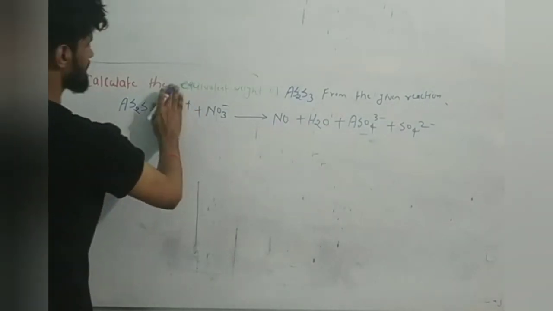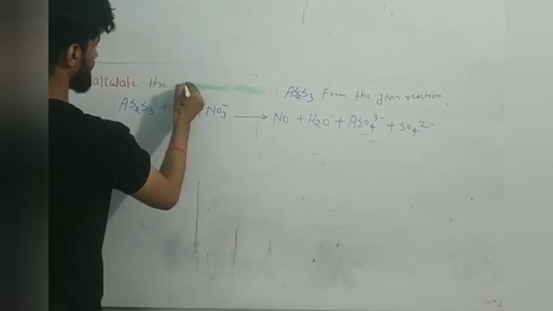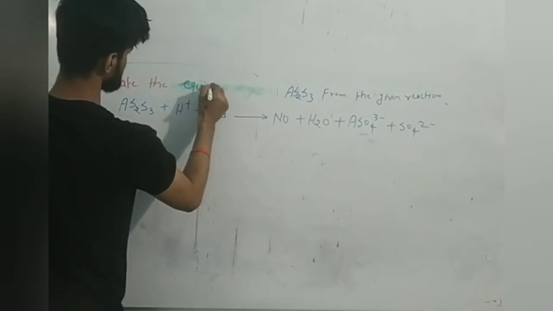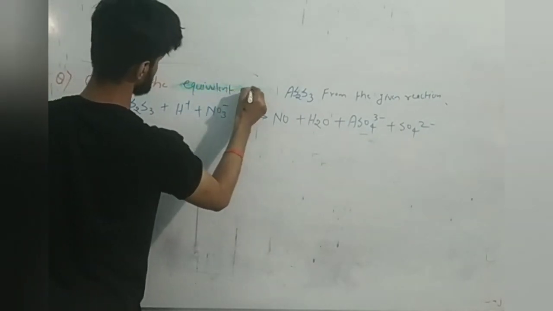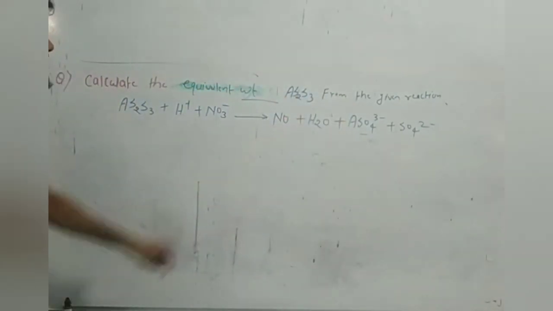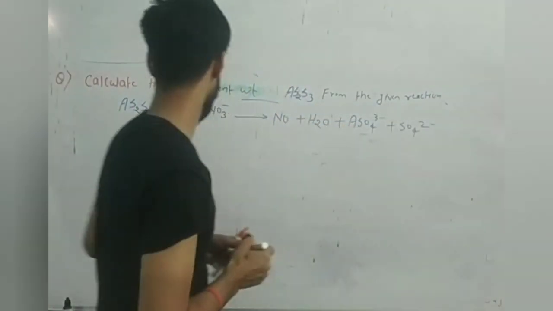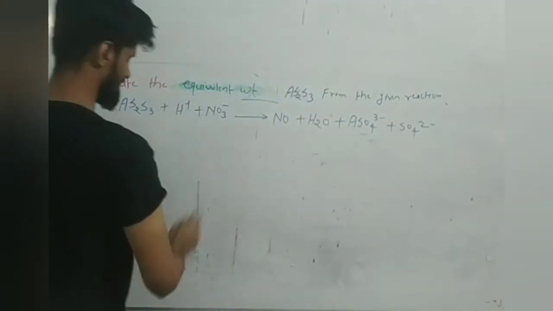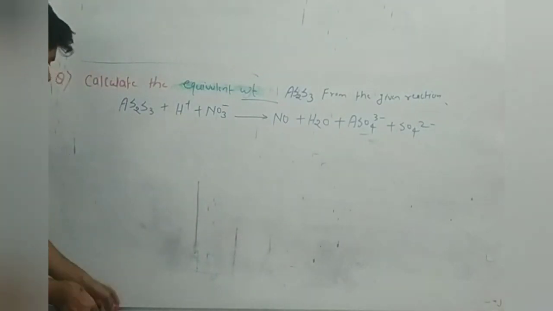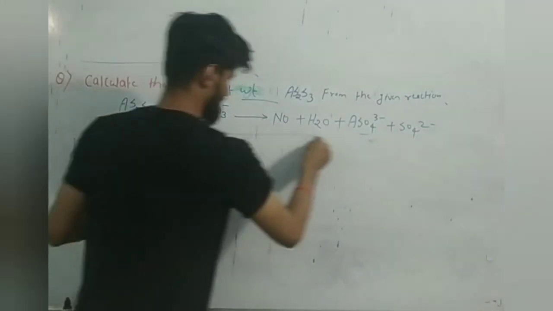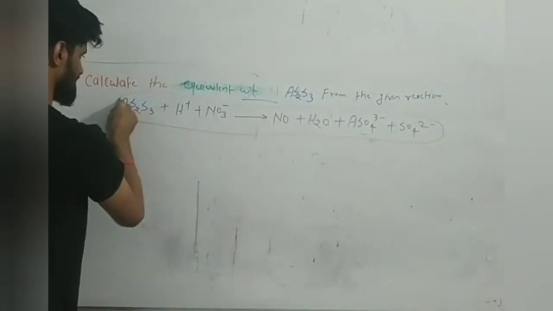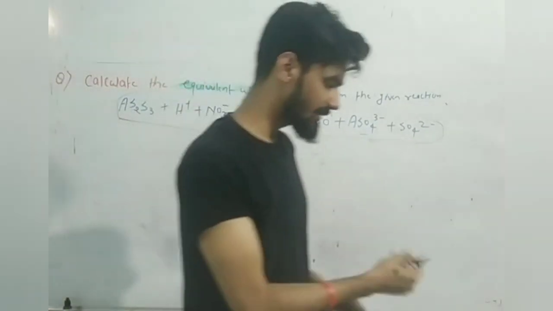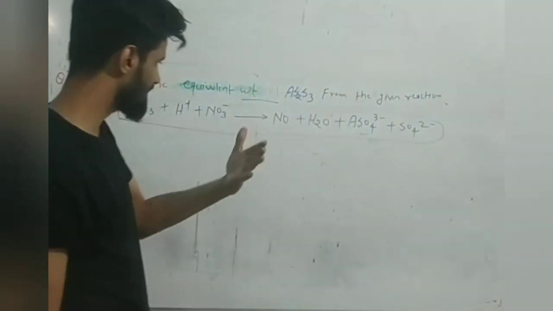Dear student, in this question, the question is asking to calculate the equivalent weight of As2S3 from the given reaction: As2S3 plus H plus plus NO3 minus. The reaction is given in this way. This is, I think, one of the toughest questions on balancing of redox reactions. Just understand how we will balance it.